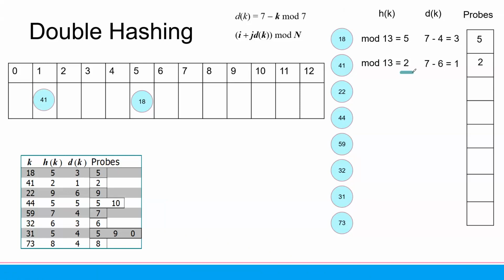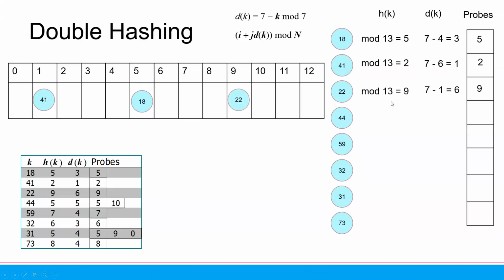Again, 41 mod 13 is 2. The secondary function is 1. What about 2? 2 is empty. Then we can just put it into index 2. Not 1, this should actually be 2. Why did I put 1? Sorry, this one should be 2. Okay, I will change this later.